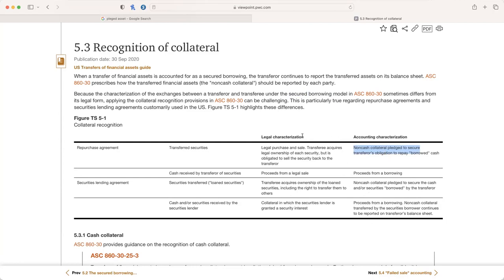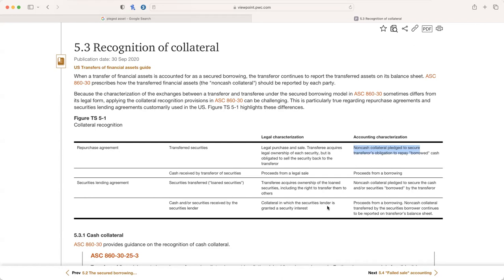So I don't know if I'm supposed to read in these columns up and down, but let's go here. It says cash received by transfer of securities. So again, it's speaking about the car dealership. They receive cash in exchange for their securities. Proceeds from a legal sale. It was a sale. Proceeds from a borrowing. So yes, they borrowed from us. Securities lending agreement. Securities transferred, loaned securities, including the right to transfer them to others, which is exactly what happened. And this is what is written in our contracts, that they can assign these contracts and receive funding.